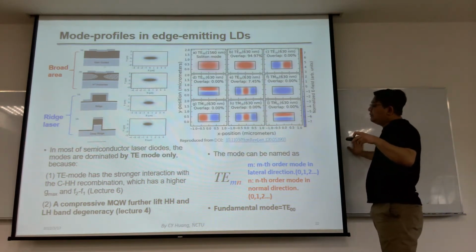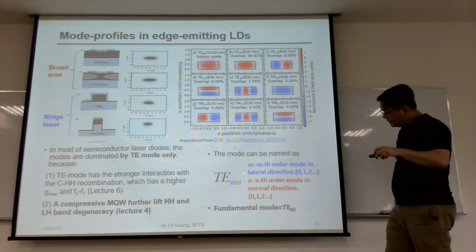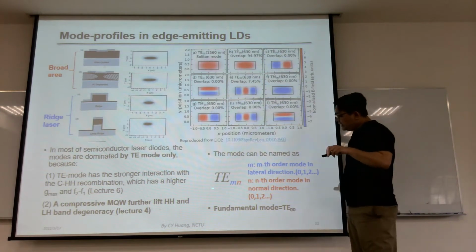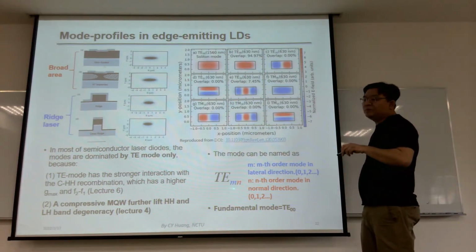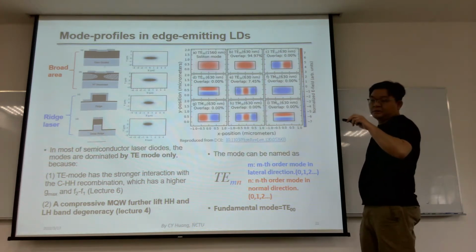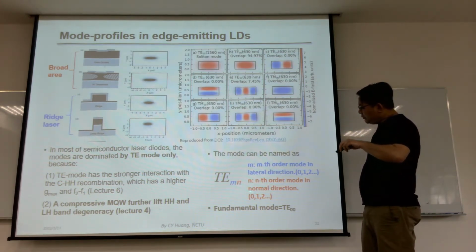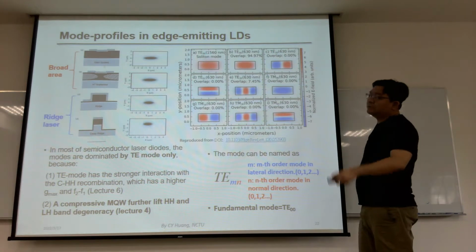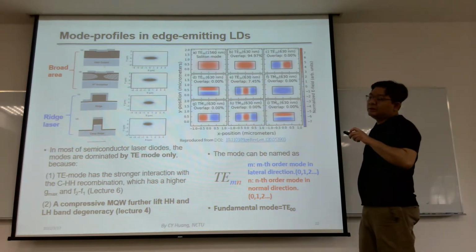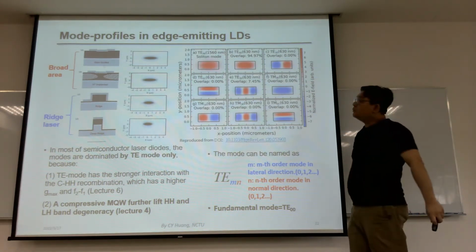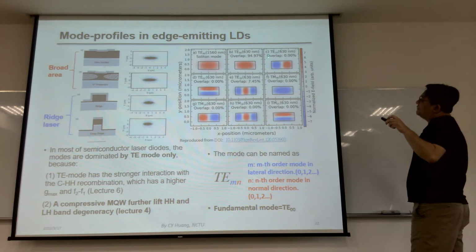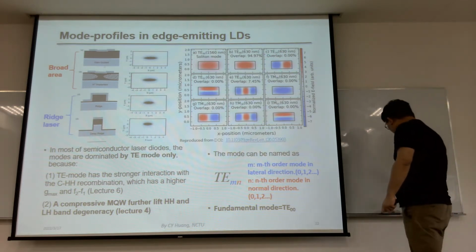And the TE mode can be named as follows: TE_MN, with M and N in the subscript. The first number is the order of the mode in the lateral direction, and the N is the mode order in the vertical, normal direction. So for example, TE00 means it is the fundamental mode in the lateral direction and the fundamental mode in the normal direction. If it is TE10 mode, that means in the lateral direction it is the first order mode.